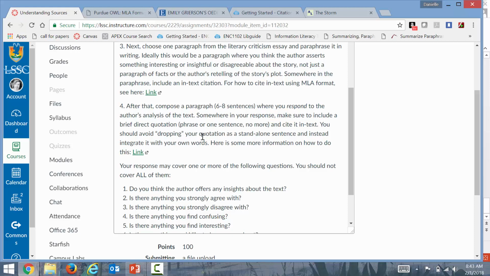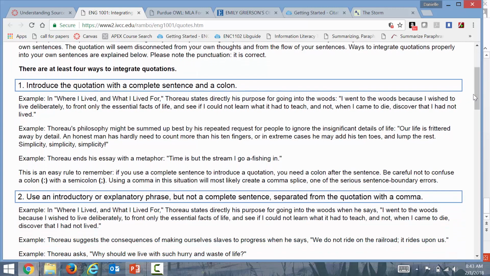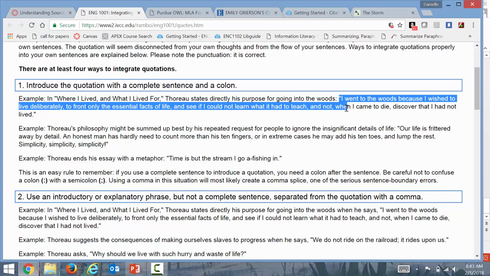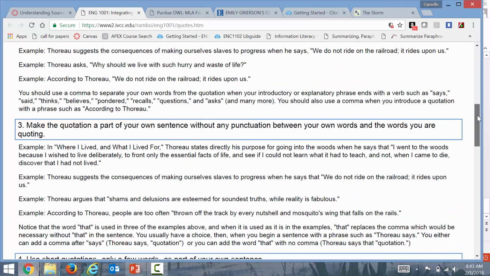You should avoid dropping your quotation as a standalone sentence and instead integrate it with your own words. So what I mean by that, if you follow this link, it talks about different ways to introduce direct quotations. So instead of just dropping it as its own sentence, I think there's an example here.